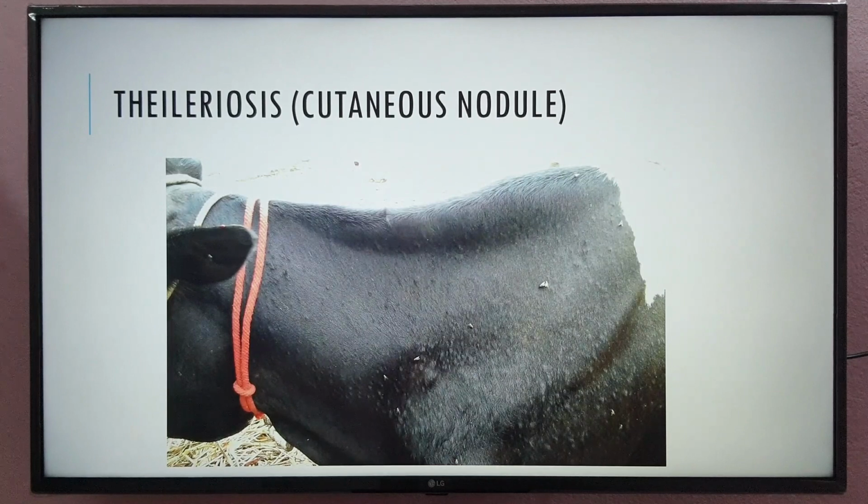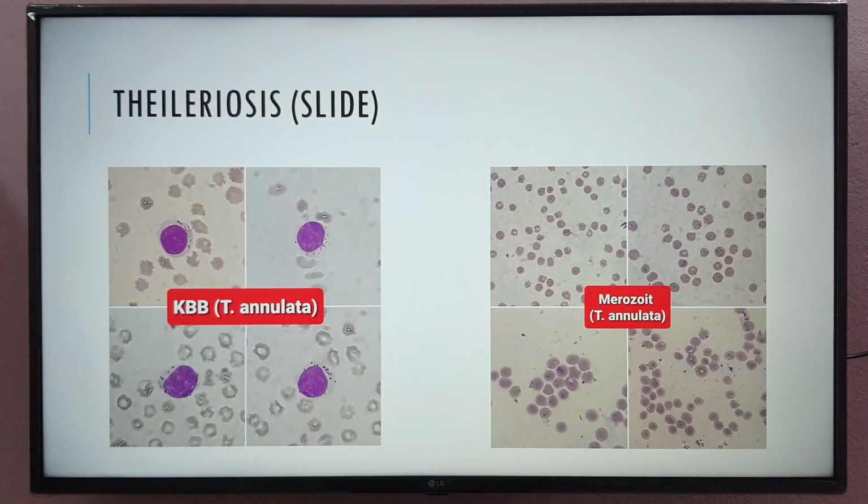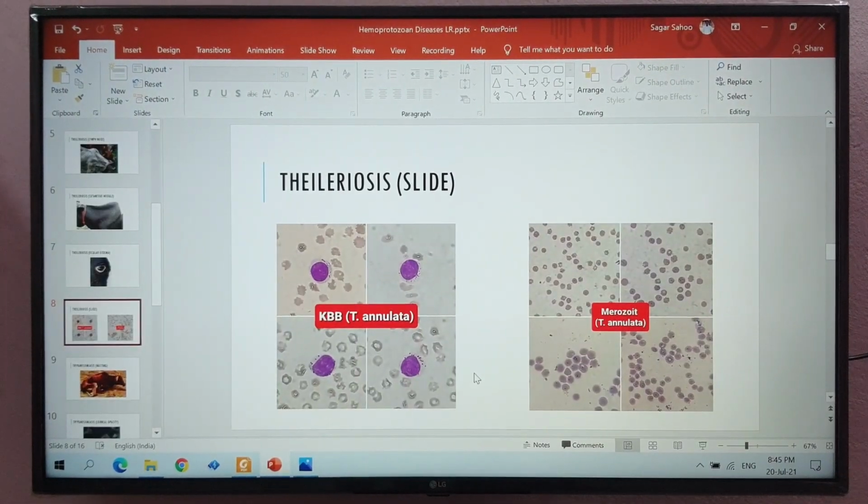Next, this is a cutaneous nodule. You can see small nodules. This is the characteristic of theileriosis. Next, this is ocular edema. This is found in case of theileriosis. You can see the edema of the eye. You see, this is the theileriosis slide. This slide was made by me when I was in charge of the district diagnostic laboratory. Let me show you in an enlarged view.